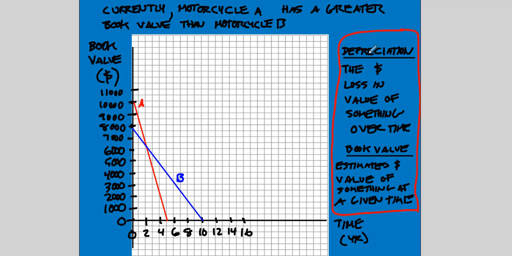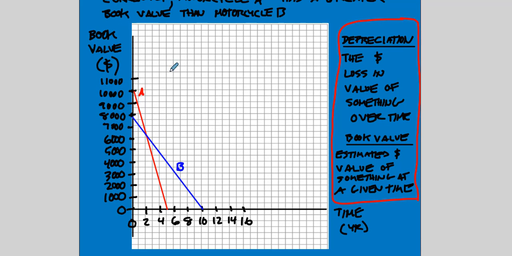Another term we're going to need here is depreciation. That's the dollar loss in value of something over time. Like, if you have a car and you keep driving it, it's going to lose value over time because it wears out. That's what depreciation is. A car may be worth $10,000 today, but 2 years from now, it's not going to be worth $10,000 anymore. And that's what this graph shows. Notice that in this problem, the slope of A and B is negative. The graph is time in years versus book value in dollars, and it's dropping for each of these.